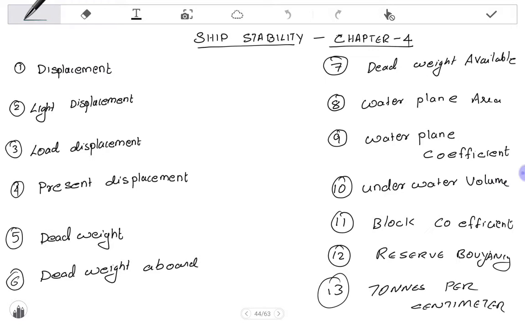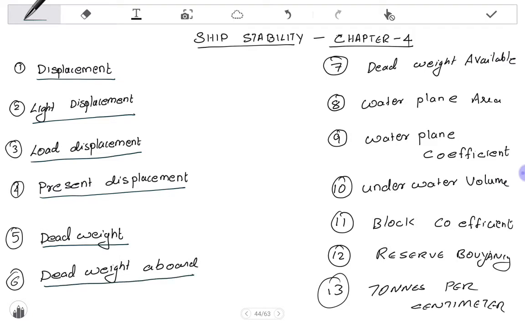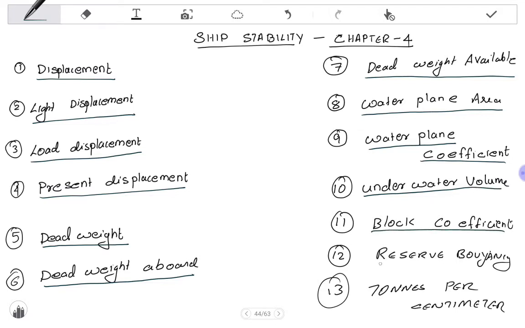Today we will discuss displacement of the ship, light displacement of the ship, load displacement, present displacement, dead weight, dead weight available, waterplane area, waterplane coefficient, underwater volume, block coefficient, reserve buoyancy, tons per centimeter or TPC.